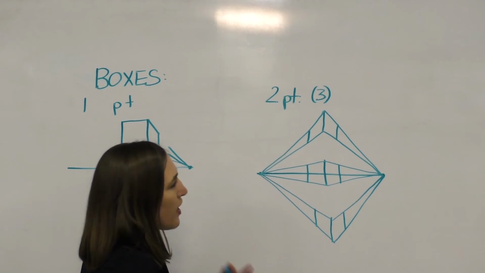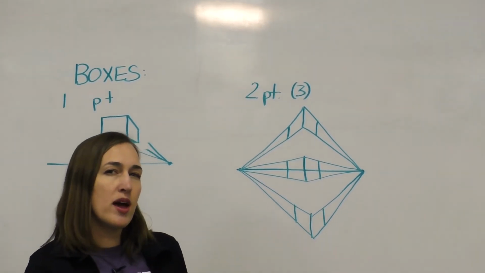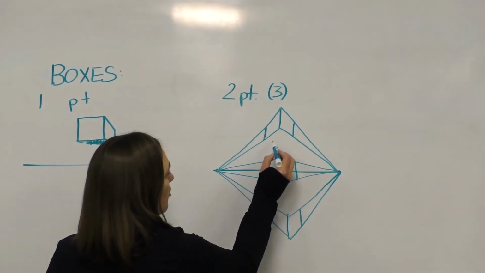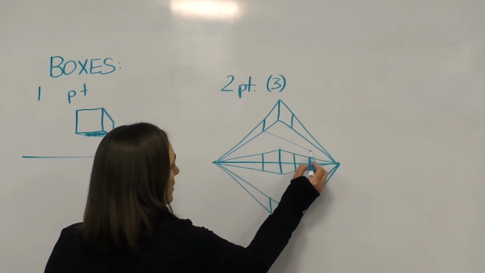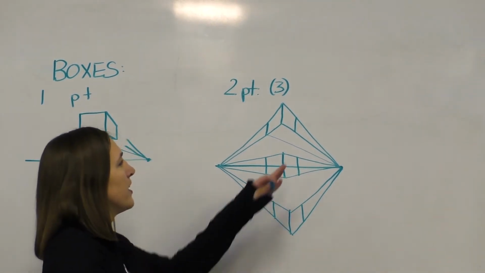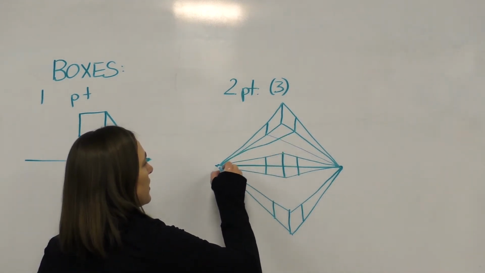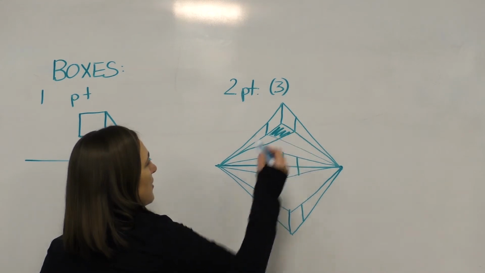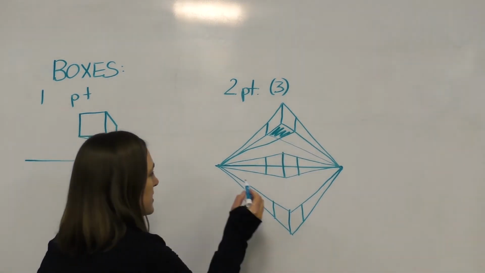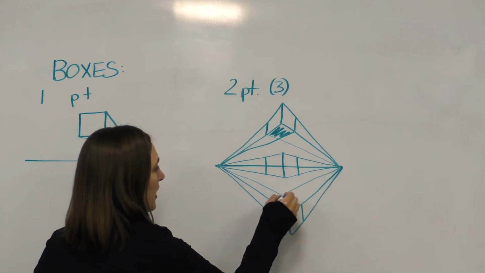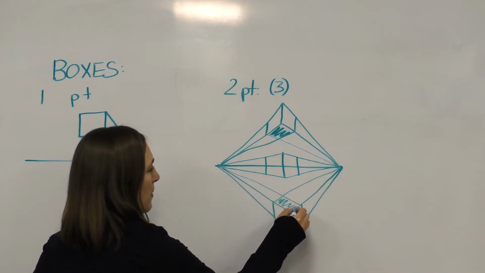So I have to use logic to decide which vanishing point I'm gonna use to draw the bottom of the box. If I go this way, it won't work. So I'm going that direction. And for this corner, I'm going that direction. And now I can see the bottom of that box right there. Same thing down low, I'll go here and here to create the top of my box.